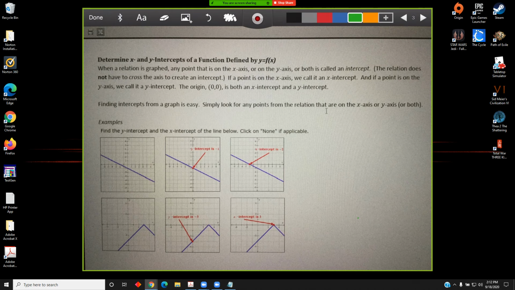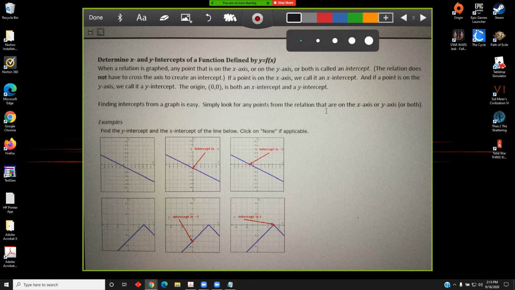If a point is on the x-axis, we call it an x-intercept. And if a point is on the y-axis, we call it a y-intercept. The origin, (0, 0), is both an x-intercept and a y-intercept at the same time. Finding intercepts from a graph is easy. Simply look for any points from the relation that are on the x-axis or y-axis, or both. Let's look at several examples.